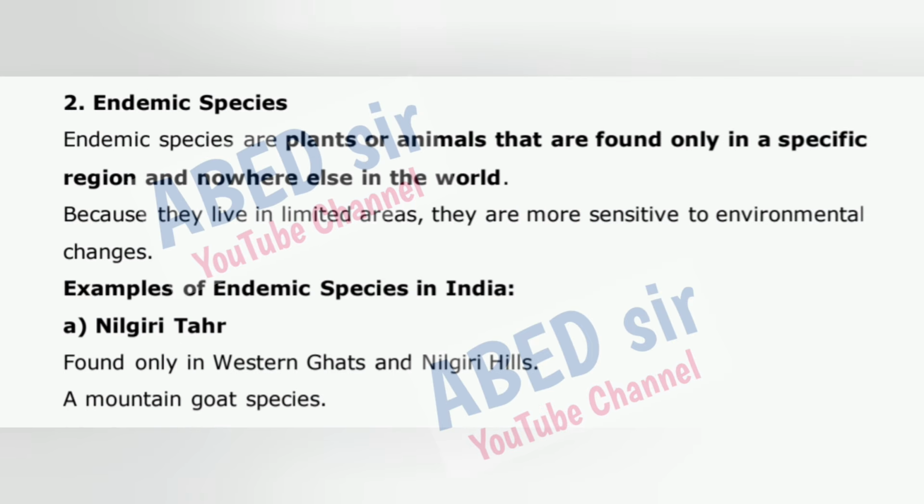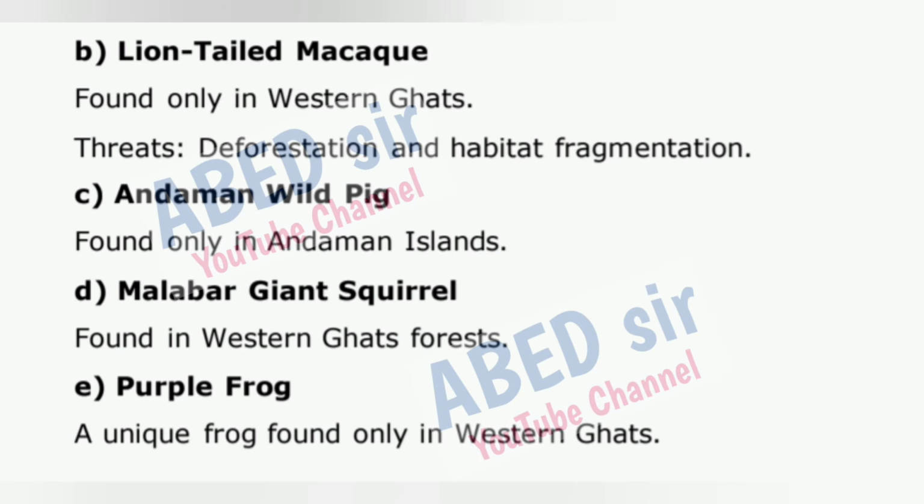2. Endemic species. Endemic species are plants or animals that are found only in a specific region and nowhere else in the world. Because they live in limited areas, they are more sensitive to environmental changes. Examples of endemic species in India. A. Nilgiri tahr. Found only in Western Ghats and Nilgiri Hills. A mountain goat species. B. Lion-tailed macaque. Found only in Western Ghats. Threats: deforestation and habitat fragmentation.